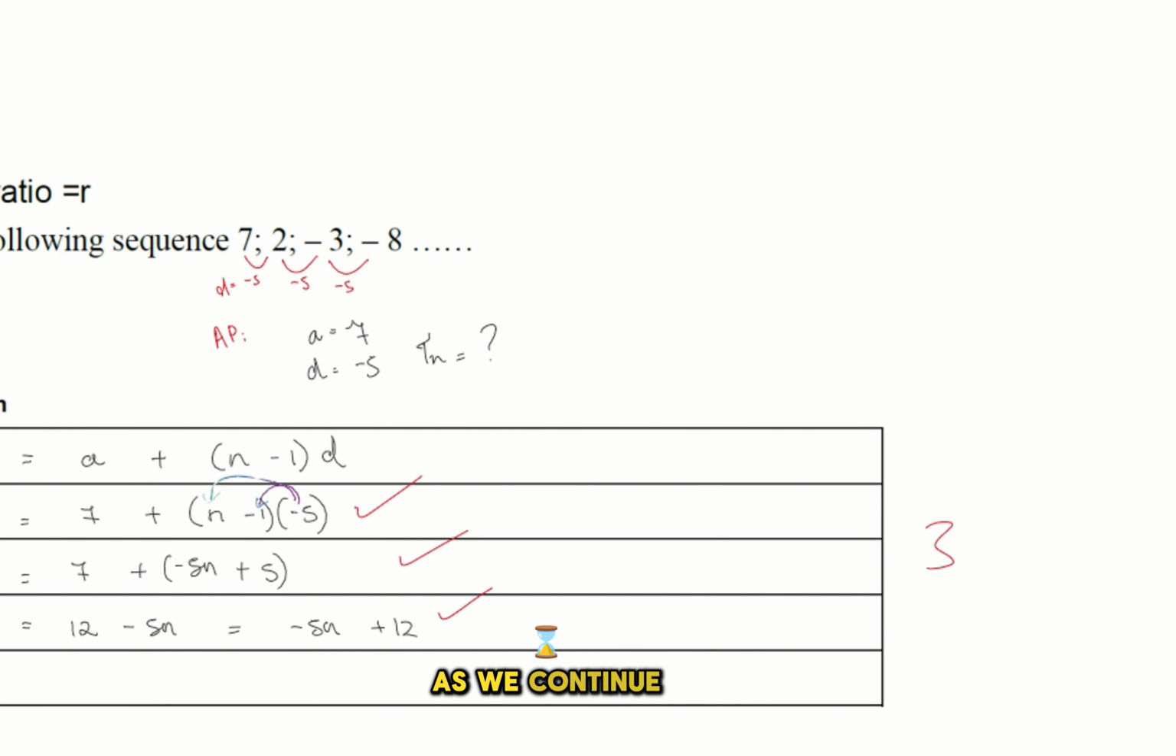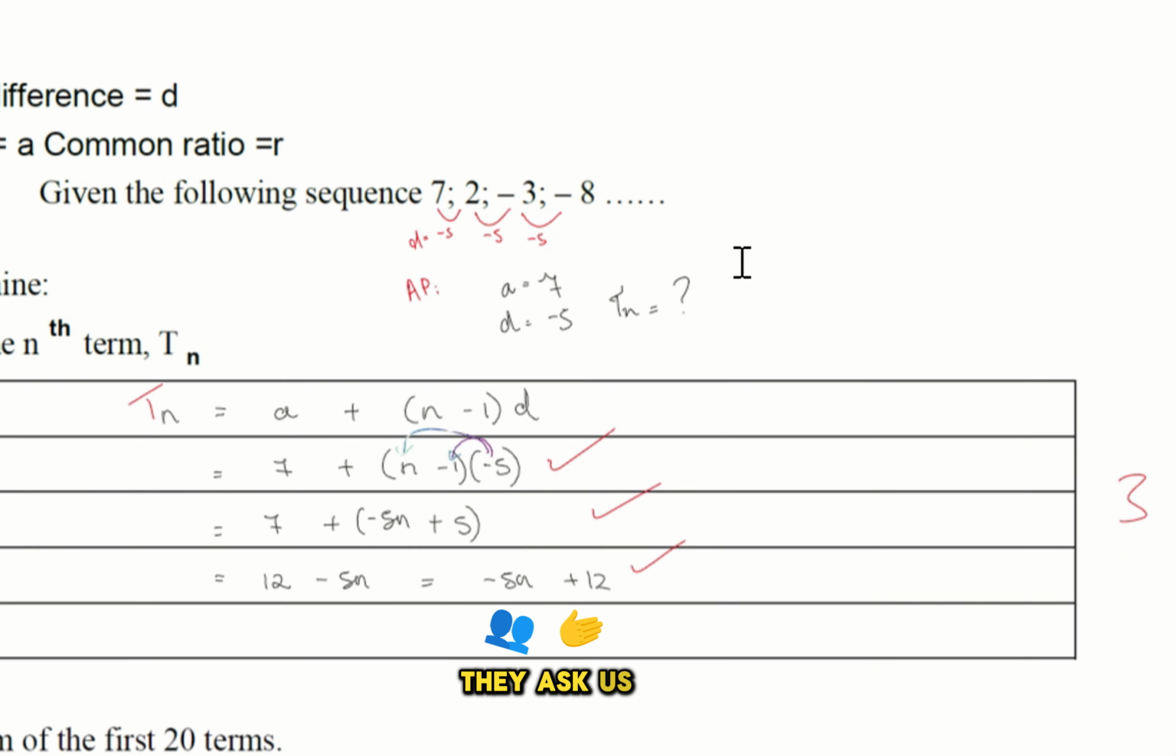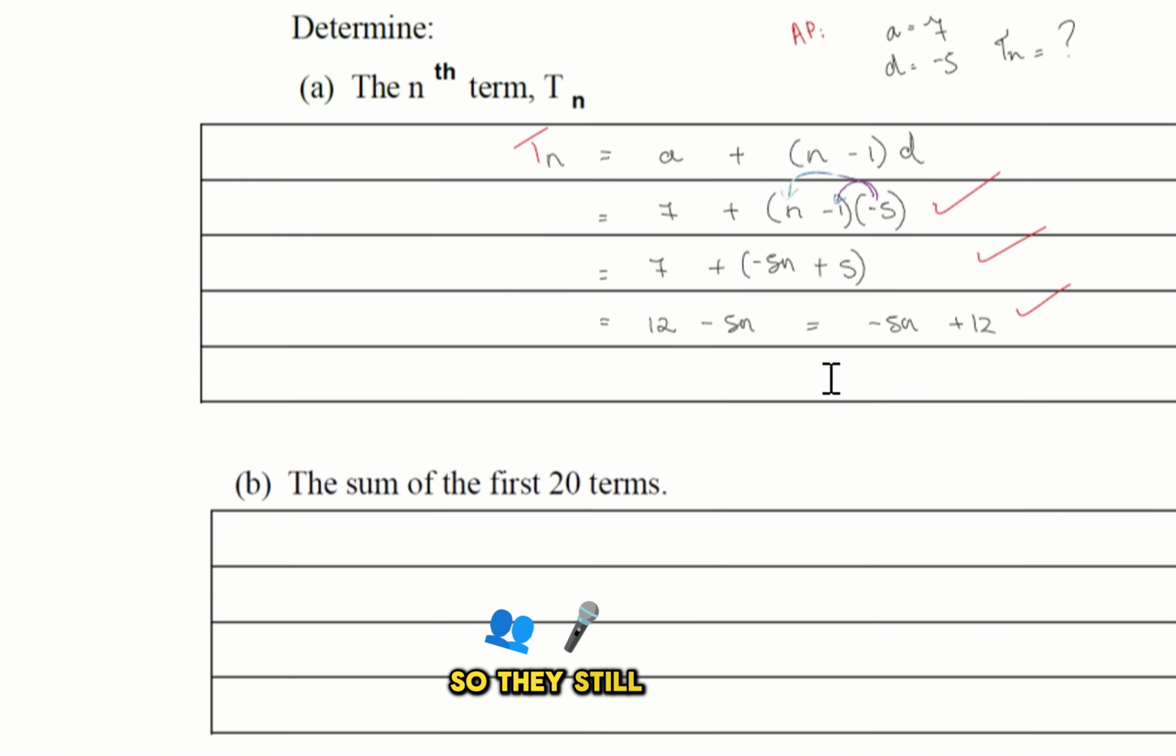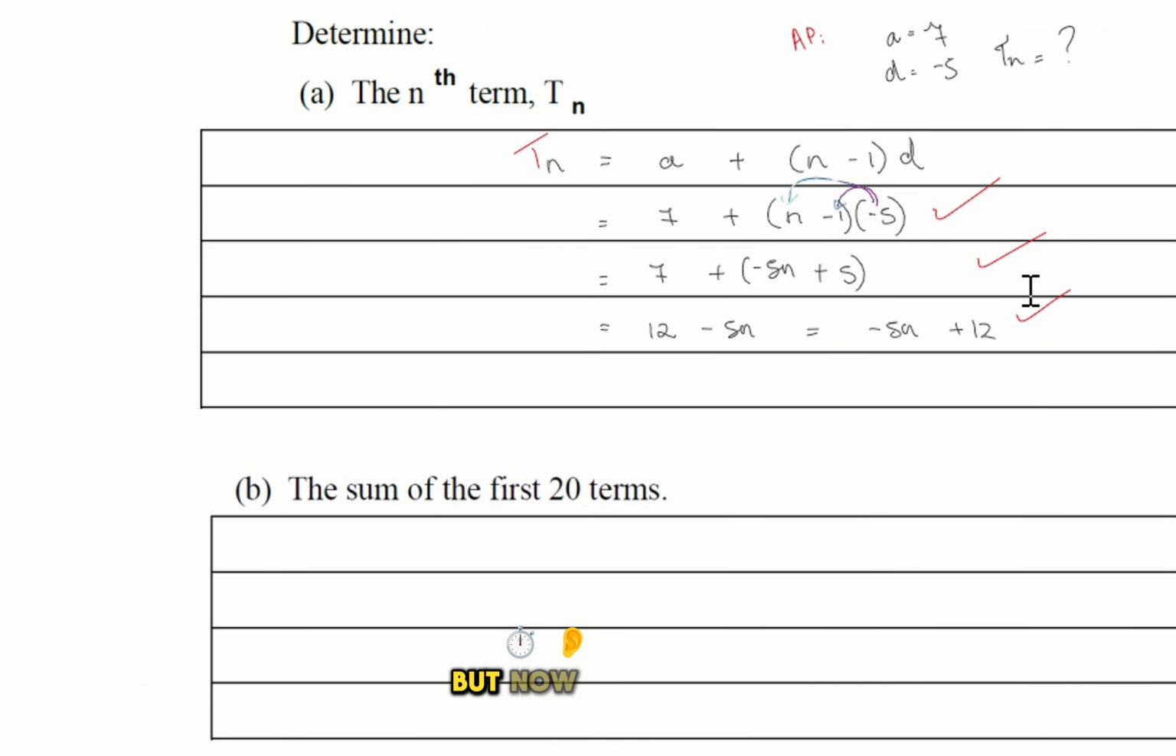As we continue to the next one, question B asks for the sum of the first 20 terms. They're still talking about this sequence. If we are determining the sum of an arithmetic progression, we have different kinds of sum formulas. We actually have 2 sum formulas for arithmetic progression. The one is Sn = n/2 (2a + (n - 1)d).